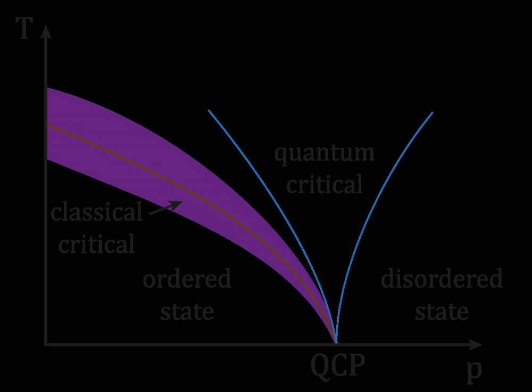For this system, the Green's function can be written near its poles in the form G(ω, p) ≈ Z/(ω + μ − ε_p), where μ is the chemical potential and ε_p is the energy corresponding to the given momentum state. The value Z is called the quasiparticle residue and is very characteristic of Fermi liquid theory.